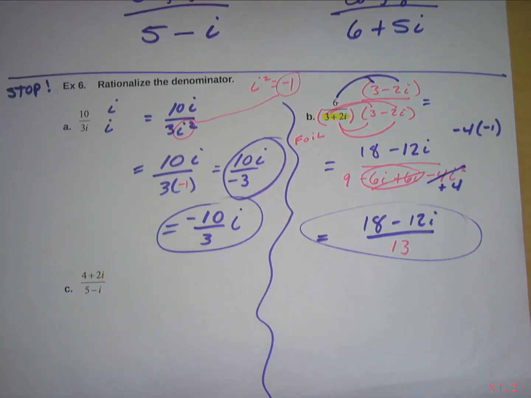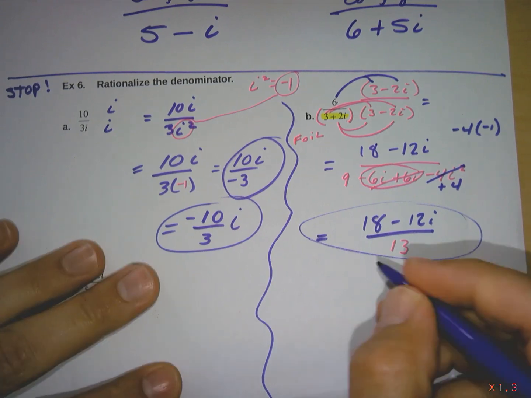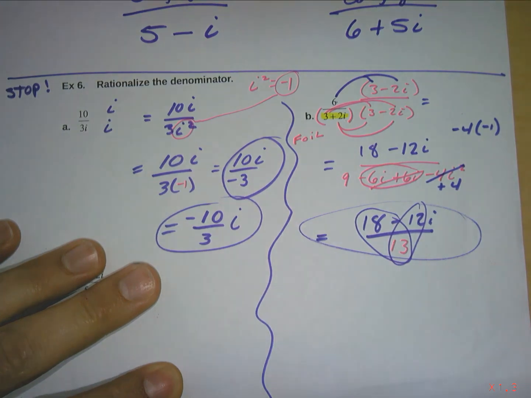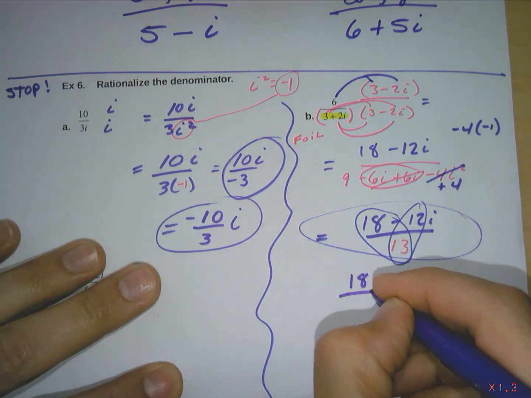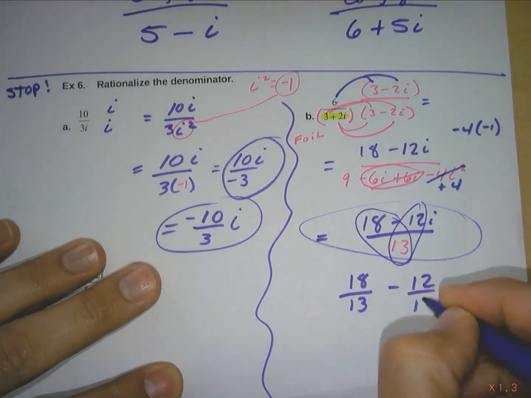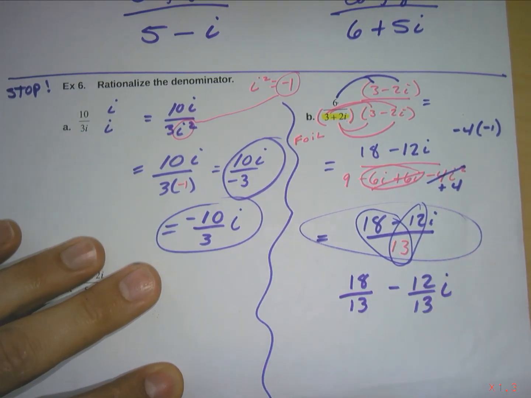So if you're typing this in and this doesn't look good for my math lab, then what you can do is divide both of these by 13. So you can write this as 18 over 13, and then minus 12 over 13, and then put an i on the end. And that's what we call standard form.